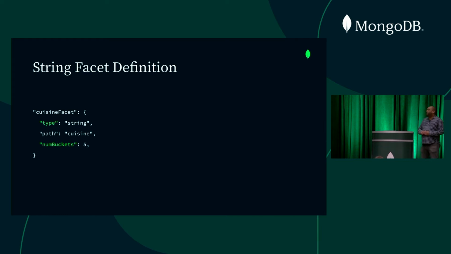This is a typical string facet definition. We've specified the type as string, and we've given a path to the field cuisine, which is indexed for faceting. I'll talk about how to do that later. The output of this facet definition will be a set of buckets and counts representing the most common values at the path cuisine in your data. By default, the top 10 results will be returned, but this number is configurable up to 1,000. In our example here, we've specified numBuckets as 5 to indicate that we only want the top 5 results.